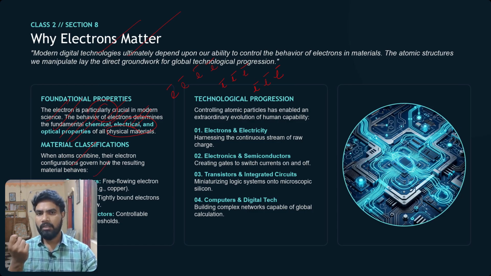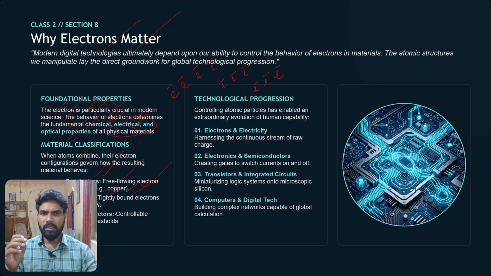What are conductors? They have free flowing electron pathways, meaning they allow electrons to move from one atom to another. The best examples are all the metals which allow the passage of electricity: copper, iron, etc. Many examples you can take.